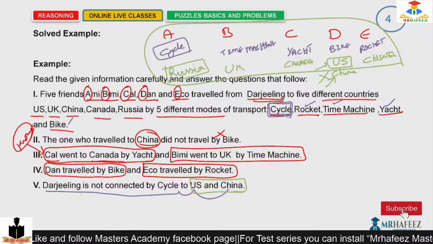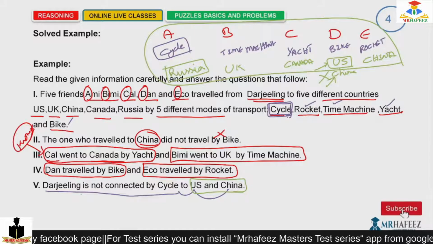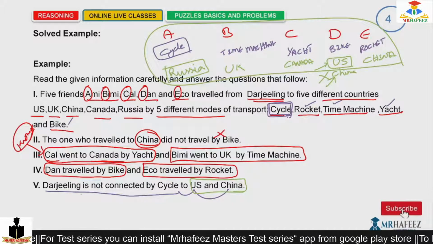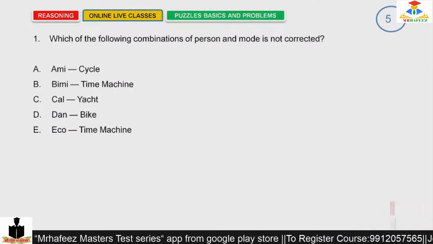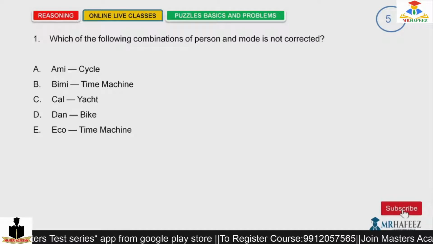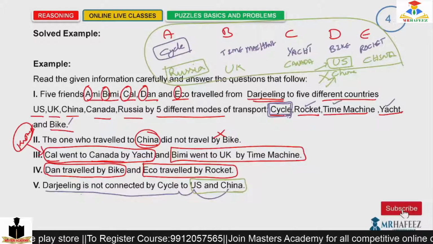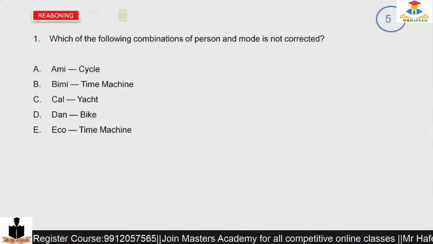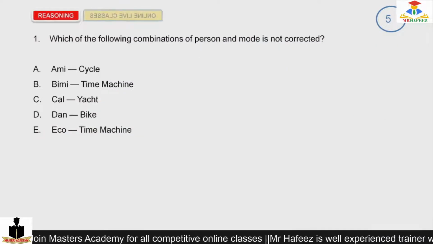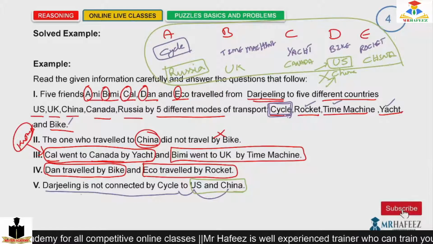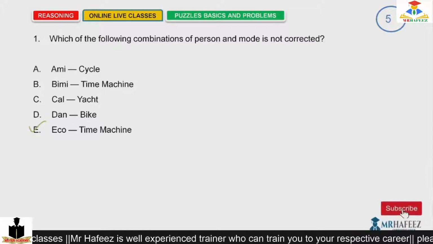Generally we should check the question also, but here how we need to solve is very important. That's why I have solved. This is the basic form of a puzzle. So now the question: which of the following combinations of person and mode is not correct? A, cycle is right. B, time machine is right. C, yacht is right. D, bike is right. E should be rocket, so this is wrong. Because that is wrong, that is true.